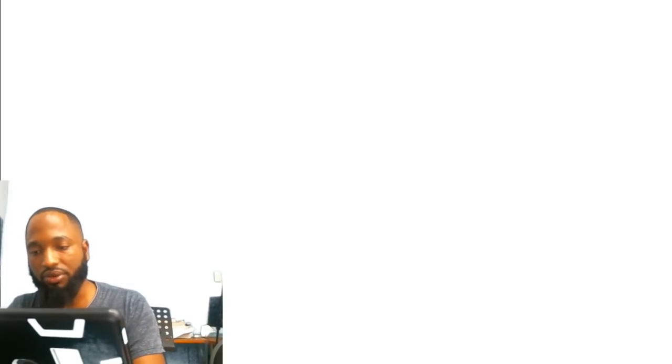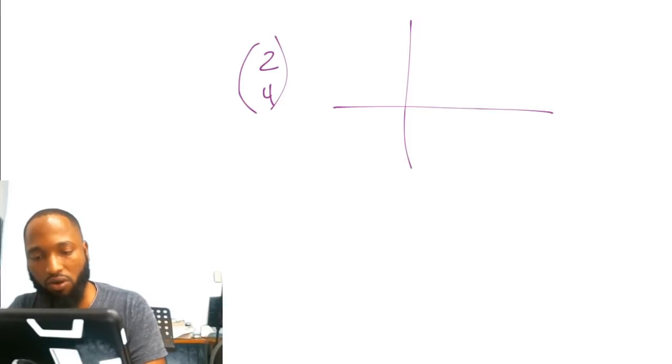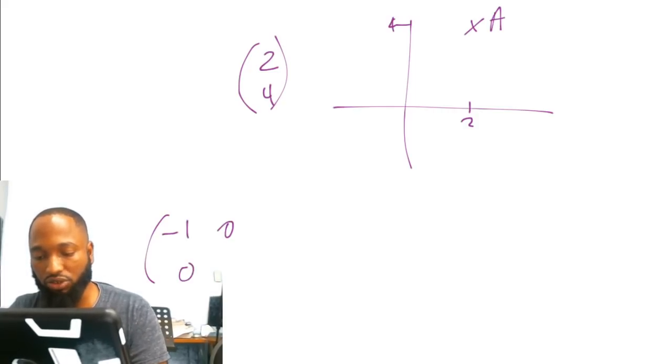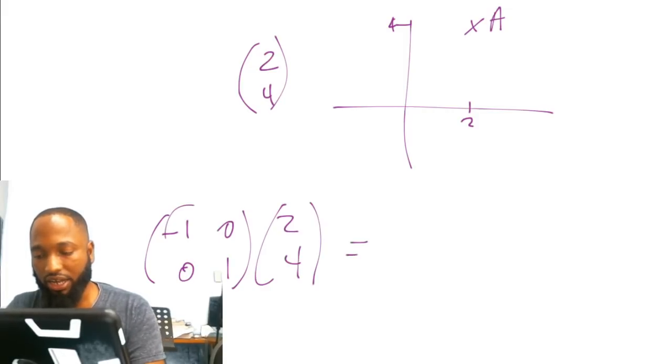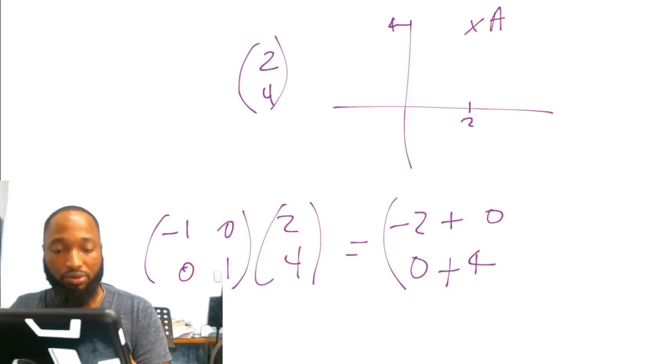-1, 0, 0, 1, right? Let me say the point was 2, 4. Where's 2, 4? So that point up here. Let me say that's the point A. If we transform this point using -1, 0, 0, 1, and you have 2, 4 here, this is going to be negative 1 by 2 is negative 2. 0 by 4 is 0. 0 by 2 is 0. 1 by 4 is 4. I hope you know how to do your matrix multiplication. That's not what I'm teaching right now. So negative 2, 4.